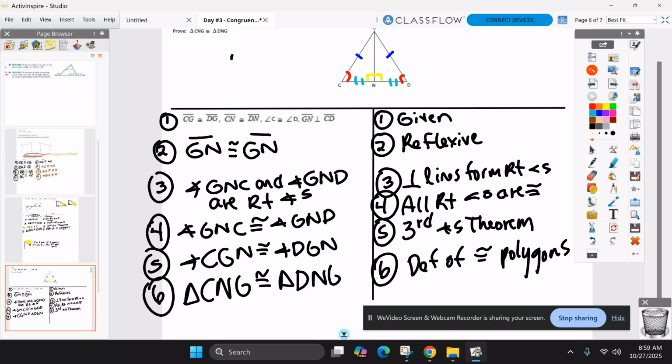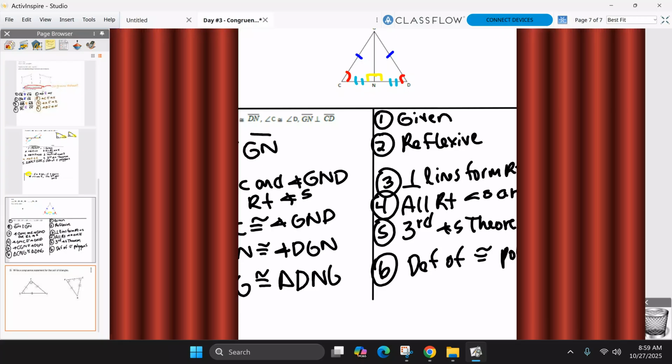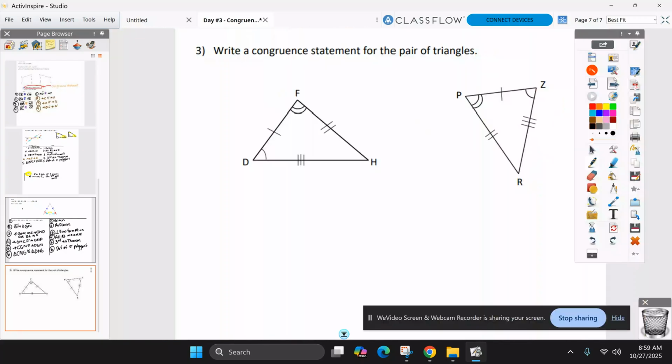Questions? We got one more and then you're on your own. This one's a quick one. It's not a proof at all. I just want you to write the correct congruent statement for these 2 triangles. Meaning triangle so-and-so congruent to triangle so-and-so written in the correct order. I've shown you what sides and angles are congruent.